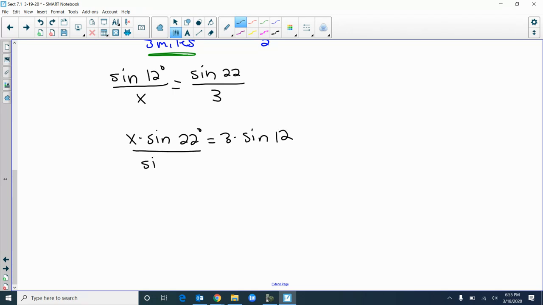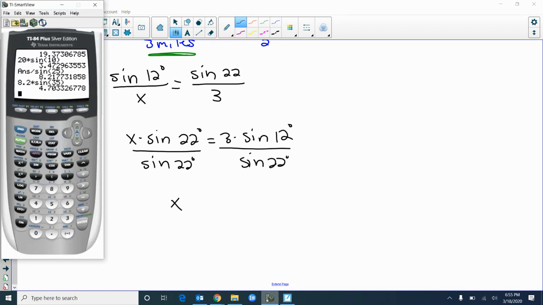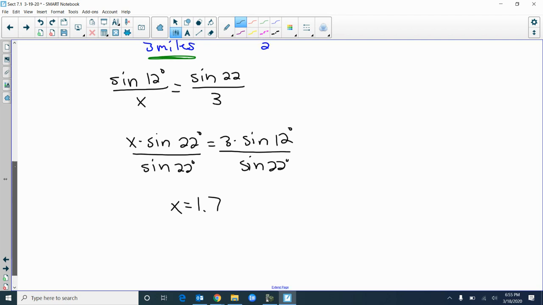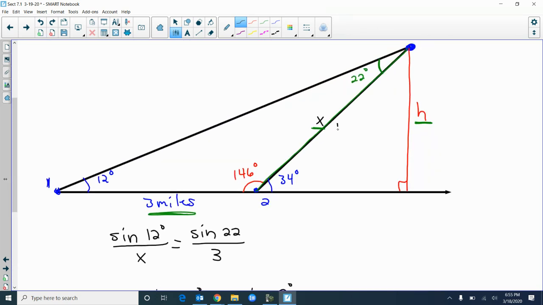All right, cross multiply. Divide by sine of 22. And I get x equals 3 times sine of 12 divided by sine of 22, and I get 1.66, and I'm just going to round that to 1.7 miles. All right, now go back up here. This is 1.7. You can use the law of sines in a right triangle, but it's overkill.